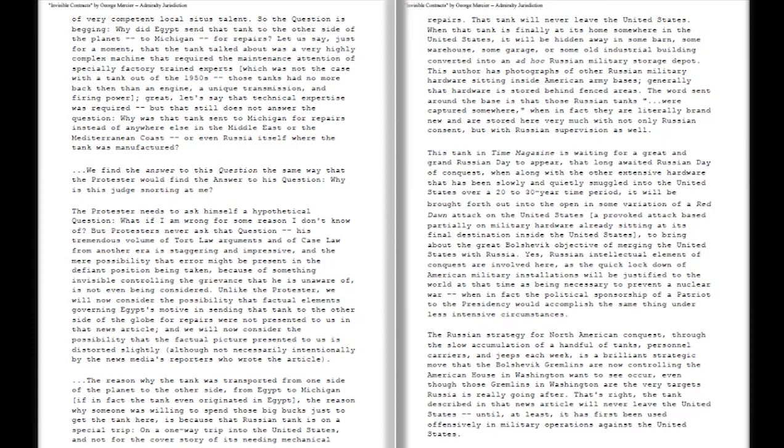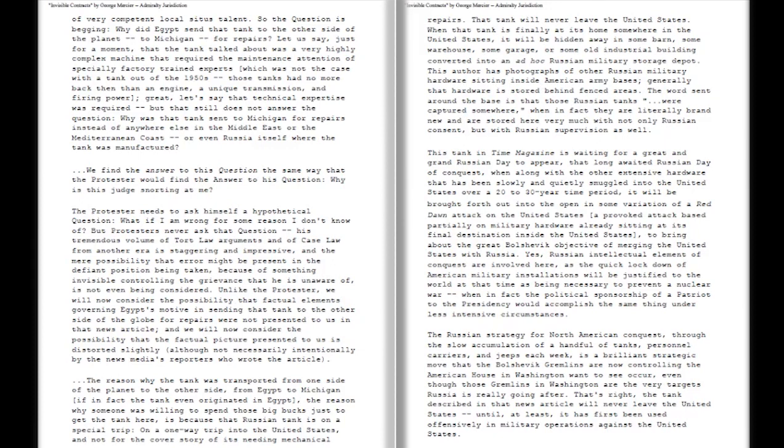This tank in Time magazine is waiting for a great and grand Russian day to appear, that long-awaited Russian day of conquest, when along with the other extensive hardware that has been slowly and quietly smuggled into the United States over a 20 to 30 year time period, it will be brought forth out into the open in some variation of a Red Dawn attack on the United States, a provoked attack based partially on military hardware already sitting at its final destination inside the United States, to bring about the great Bolshevik objective of merging the United States with Russia. Yes, Russian intellectual elements of conquest are involved here, as the quick lockdown of American military installations will be justified to the world at that time as being necessary to prevent a nuclear war, when in fact the political sponsorship of a patriot to the presidency would accomplish the same thing under less intensive circumstances.